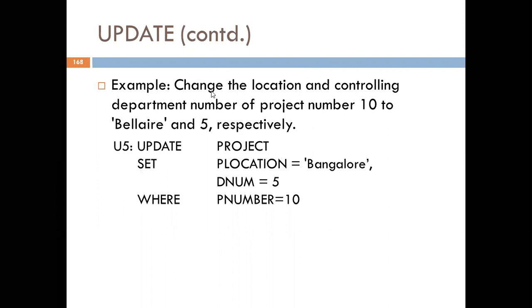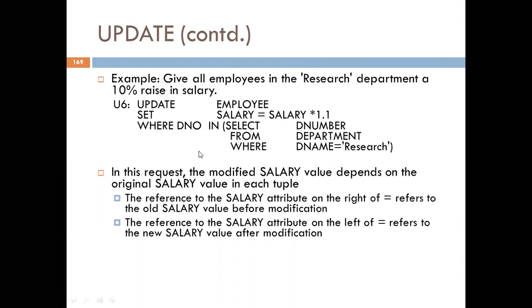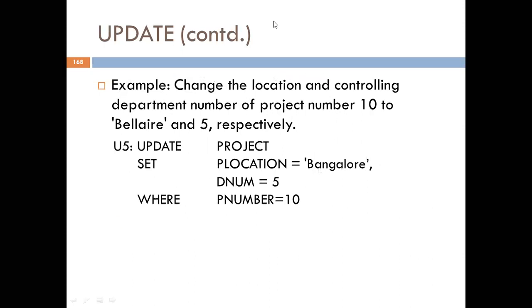So for example, change the location and controlling department number of project number 10 to Bangalore and 5 respectively, which means whatever is the project location and the department number, we have to change for project number 10.